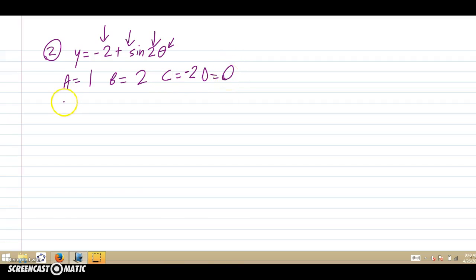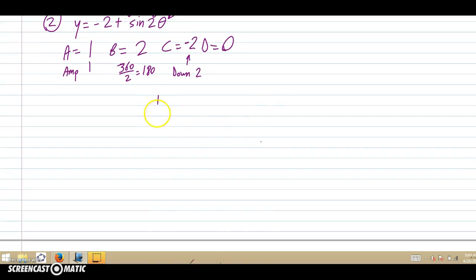So let's think about this. This here means we have an amplitude of 1. This is going to change our period, right? Not 2 pi. We said it was in degrees, right? 360 divided by 2 means our period is 180. This means we move our entire graph down 2 units. Okay? So we're basically moving the entire x-axis down 2 units.